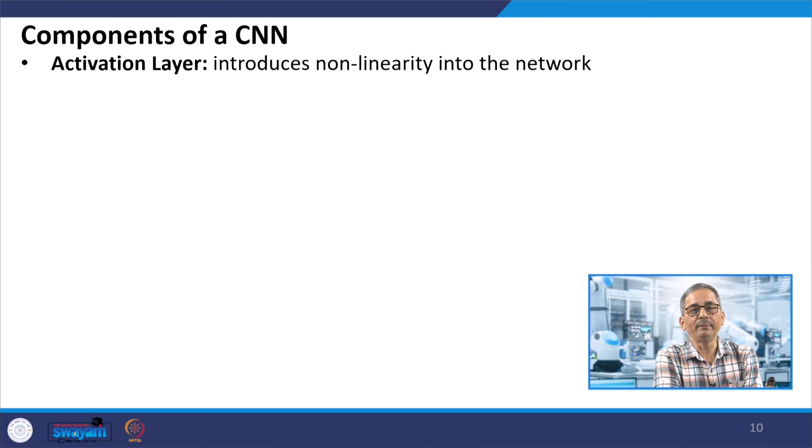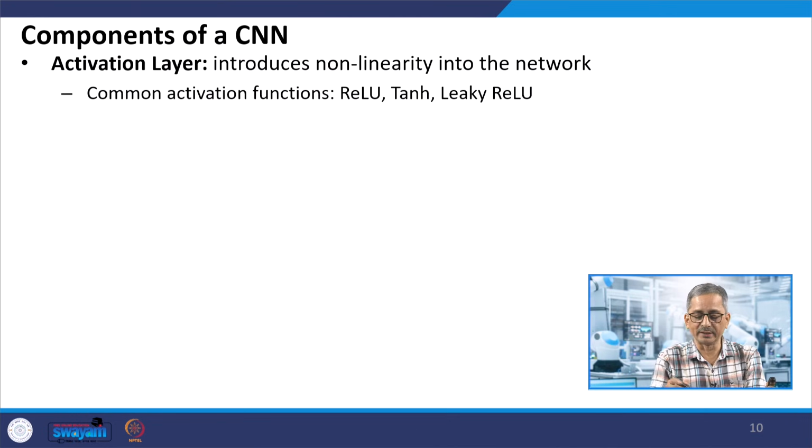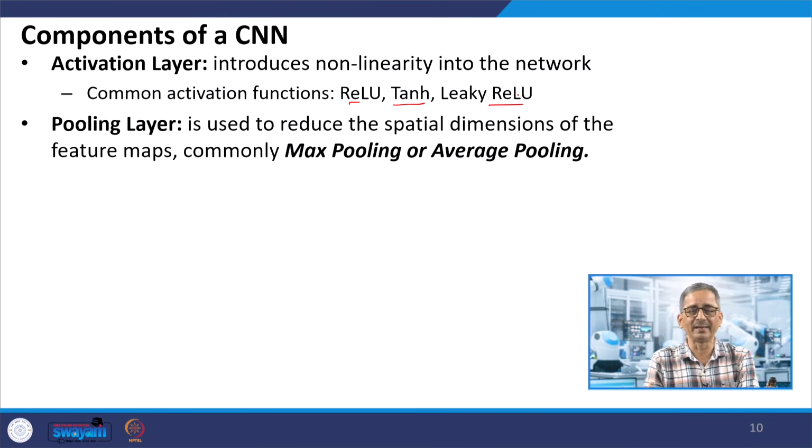Then we have the activation layer. It introduces non-linearity into the network. So, common activation functions are ReLU, tan hyperbolic, and the leaky ReLU. We have seen these things in much more detail during the neural network lecture.